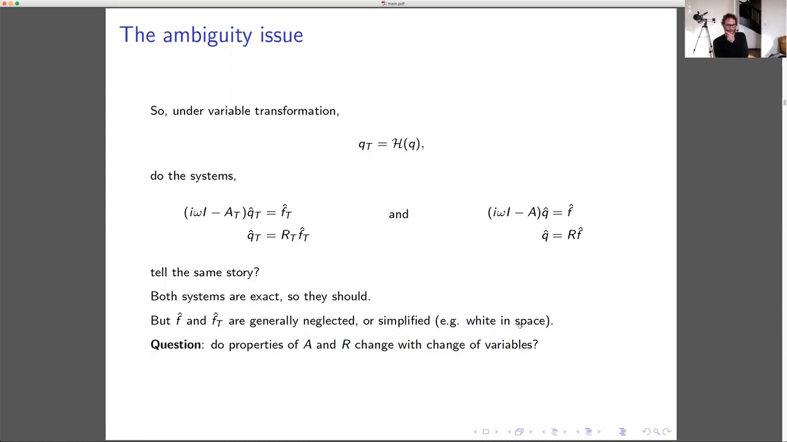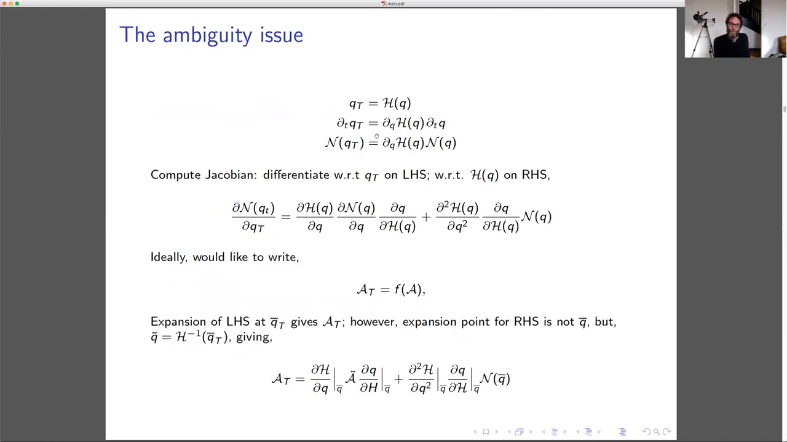And so in that situation, you're relying to a large degree on the properties of the matrices A and R to provide a description of the phenomena you're interested in, and you're relying on these to tell you the story about the physics. So the question is, do these matrices change with a change of variables? This is how we went about exploring this.